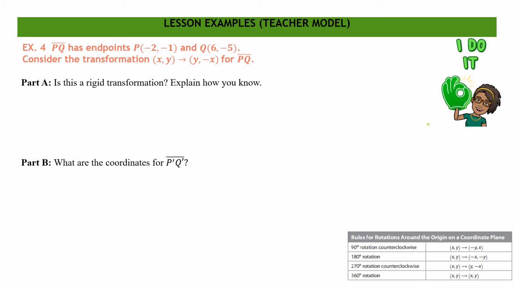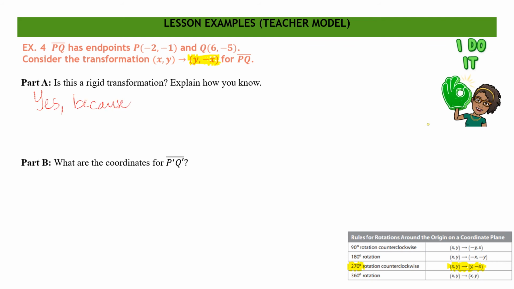So let's first look at the rule. The rule says I switch my points and take the opposite of x. So if I look down here, I see this rule already stated for a 270 degree rotation counterclockwise. So already I know that it is a rigid transformation. So is this a rigid transformation? Well, yes. How do I know?